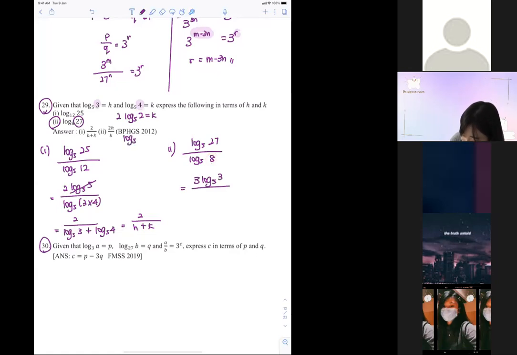So log 5 2 is k over 2. Okay, so from here 8 you know is 2 cubed. Power bring down. 3 and 3 can cancel. Log 5 3 you can change to h. Log 5 2 is k over 2. So it's 2h over k.